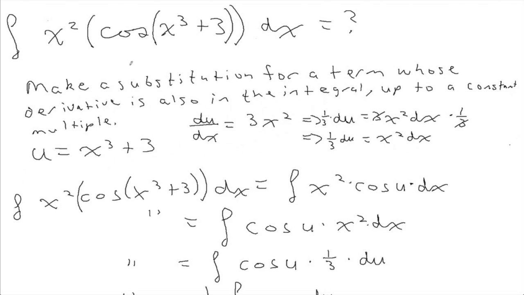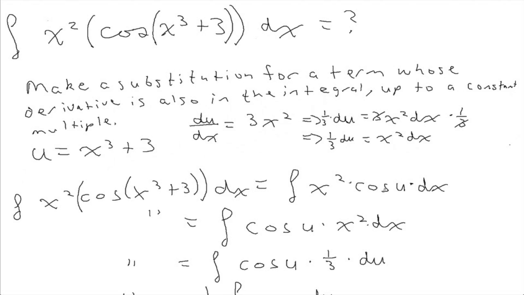Why didn't I put in u equals cosine of x cubed plus 3? Well, I'm not exactly sure what the derivative of cosine of x cubed plus 3 is. It's kind of complicated, but whatever that derivative is, it's not here in the integral. So that was not the best substitution to make either. So then we made the substitution, and we can immediately see how things simplified.